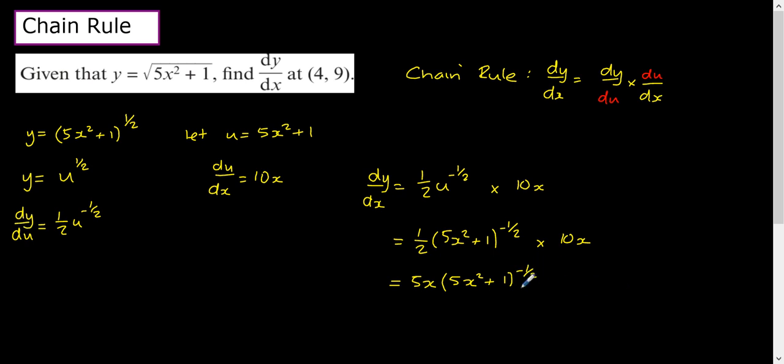And we can stop there. It's absolutely fine to leave your answers with a negative power, but if we wanted to simplify it a bit further, we could say that that's 5x over the square root of 5x squared plus 1. But just to repeat, this is fine.